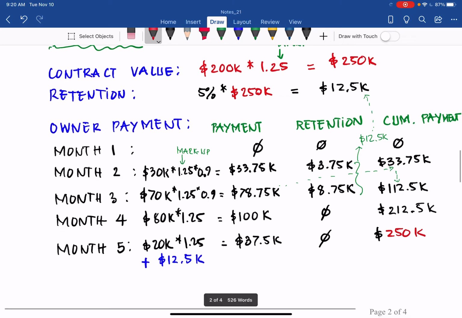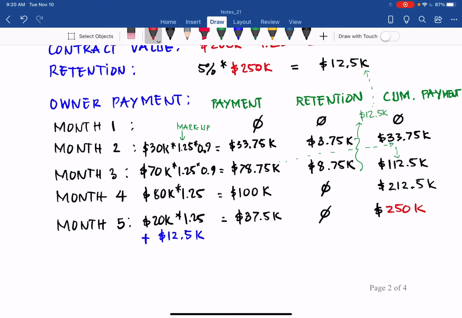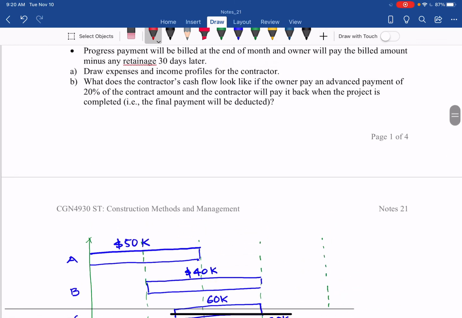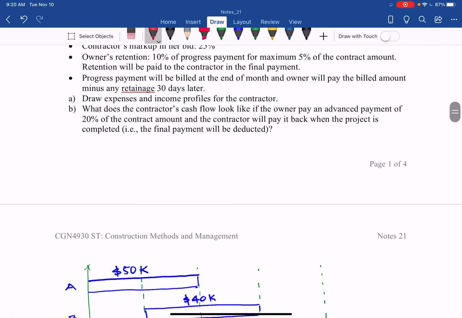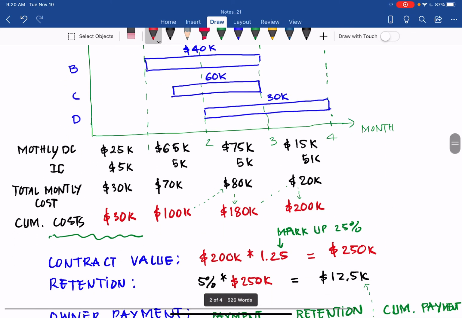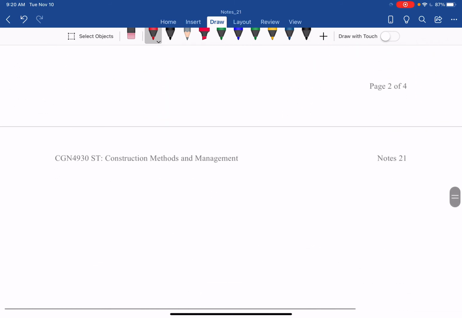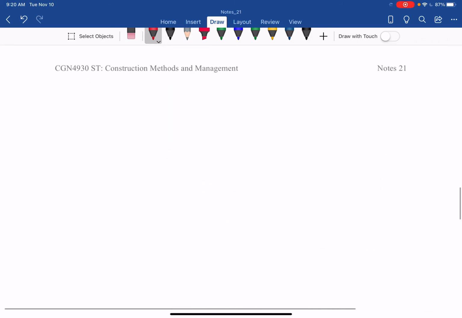So with that, we can draw the profiles for parts A and B: draw the expense and income profiles for the contractor, and what the implication is if the contractor gets an advance payment from the owner of 20%. So with that, we can draw the profile, and it is over 5 months. So you can have that as well.